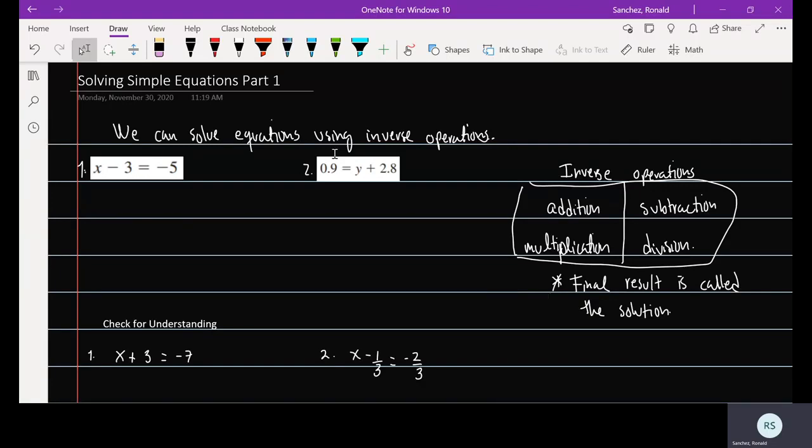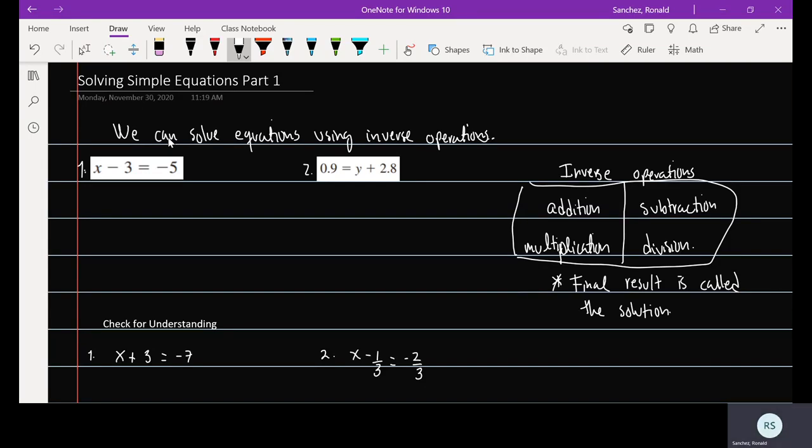In this particular video, we're going to learn how to solve simple equations using inverse operations. So I'm going to work on two problems, and then you will have the opportunity to practice and master these skills by doing a quick check for understanding. Let's go ahead and dive into the problems, shall we?